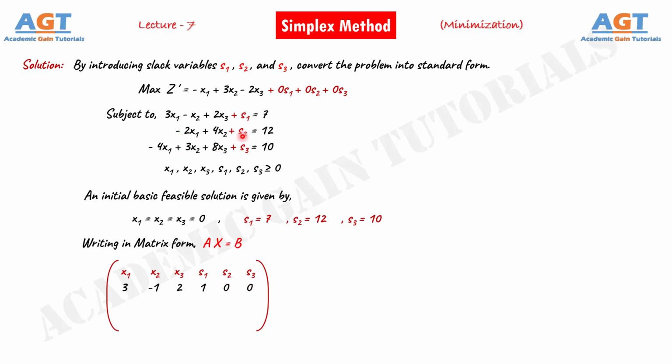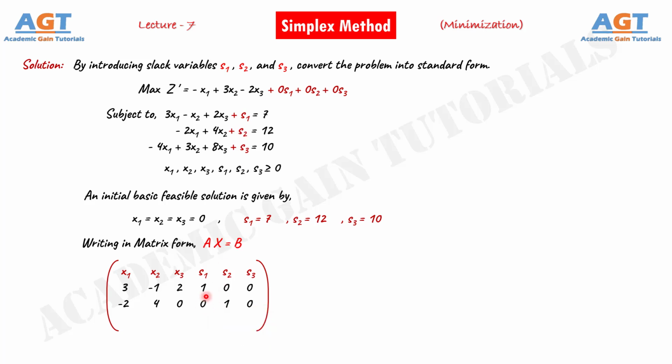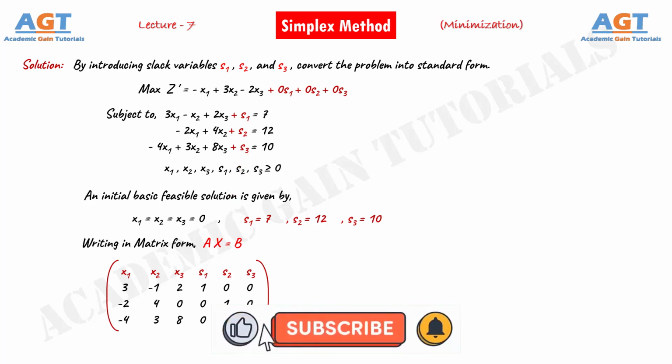Similarly, for the second constraint equation, the value of x1 is -2, the value of x2 is 4, there is no x3 here, so the value of x3 is 0, there is no s1 here, so value of s1 is 0, the value of s2 is 1, and since there is no s3 here, so value of s3 is 0. And for the third equation, the value of x1 is -4, the value of x2 is 3, the value of x3 is 8, there is no s1 and s2 here, so value of s1 and s2 is 0, and the value of s3 is 1.